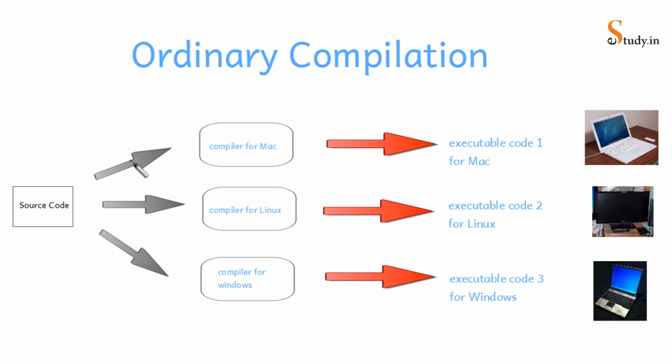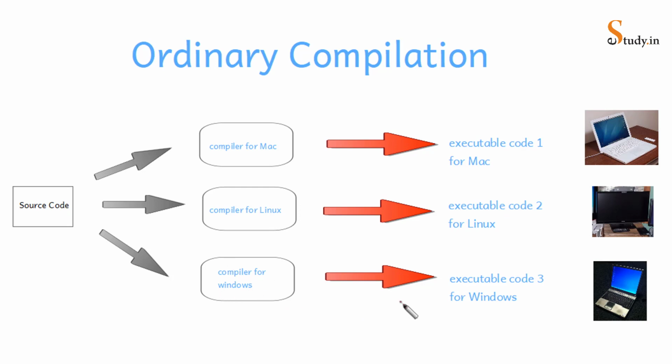So we need to compile or convert it as per the platform. For the same source code, we need a different compiler for Mac, and for the same source code we need a different compiler for Linux. So at the end of it, we have three different machine codes which are called native executable code. For Mac I have executable code 1, for Linux I have executable code 2, and for Windows we have executable code 3. So for the same source code, that means one source code, we have three different versions of machine code.